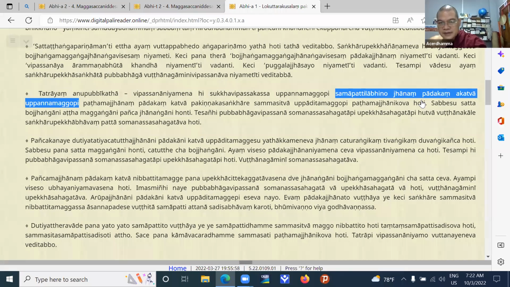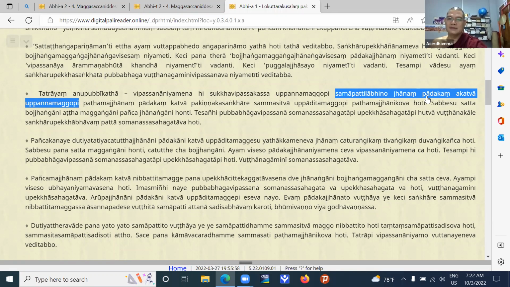Here, he is the samapatti labhi. He enters upon the jhana first. Then he emerges from the jhana. He doesn't take the jhana as object. That is the meaning. He emerged from the jhana. He doesn't take that very jhana.